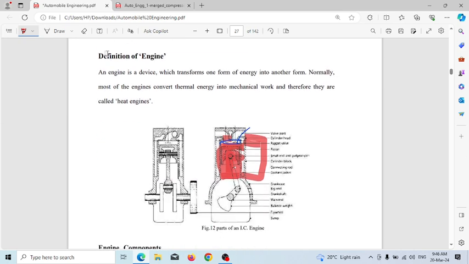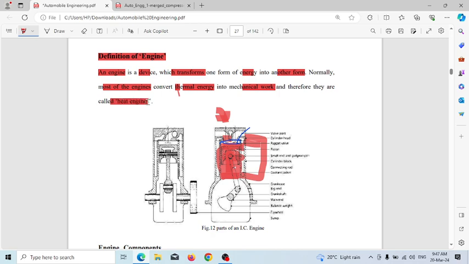Next, definition of an engine. An engine is a device which transforms, very important word, transforms one form of energy to another form. Normally, most engines convert thermal energy into mechanical energy. Thermal energy is obtained from fuel, which converts its chemical energy to thermal energy. Later, this thermal energy is converted to mechanical energy through this arrangement. This engine is called a heat engine.